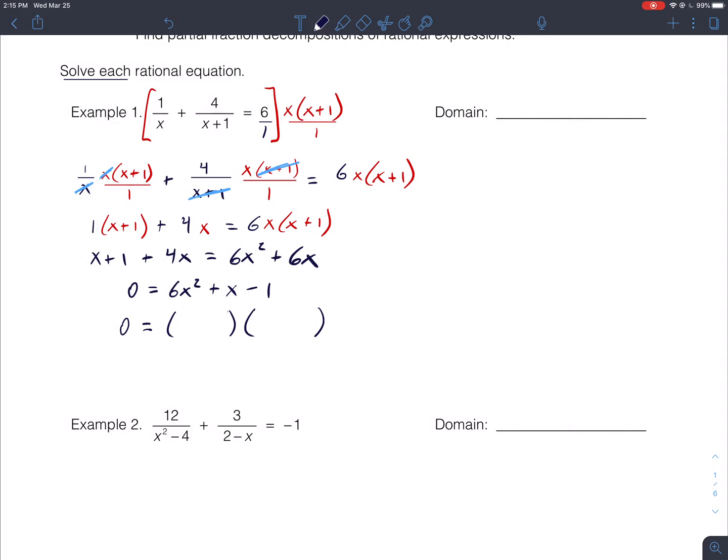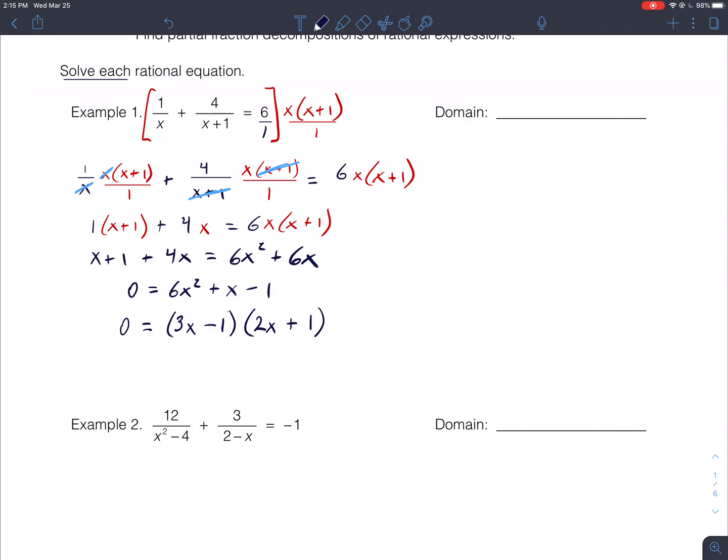If I factor this, I'll distribute the x here and here. I know that the only factors of 1 are 1, so these have to be 1 and 1. And I'm trying to get 1x in the middle, so I don't want 6 and 1. If I use 3 and 2, then I let the 3x be positive and the 2x be negative when multiplied.